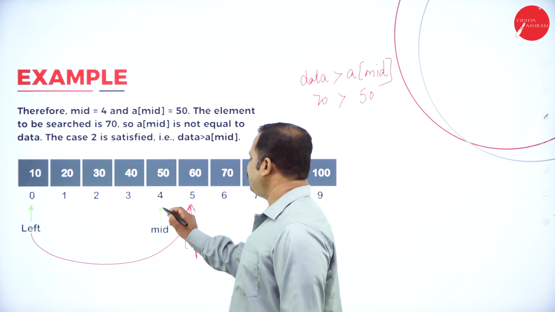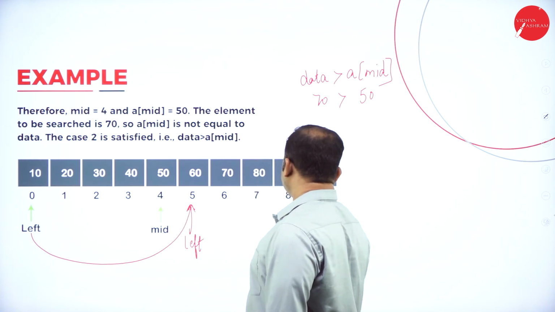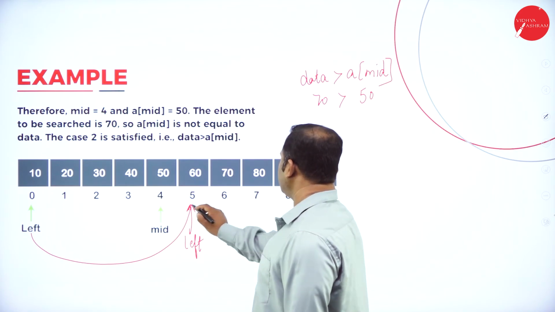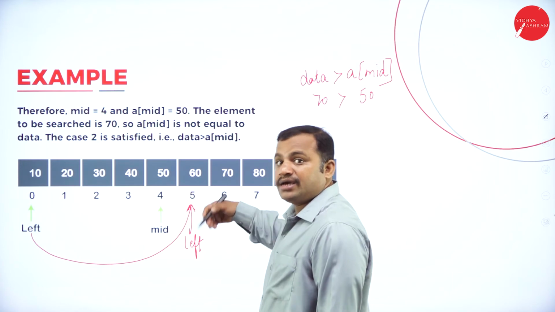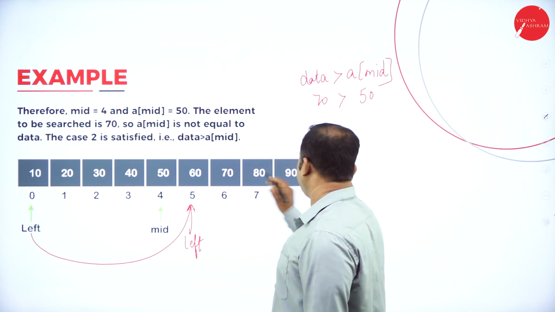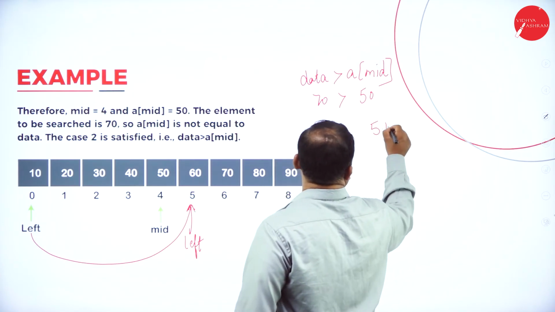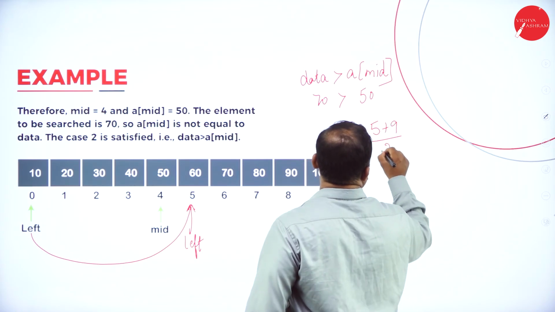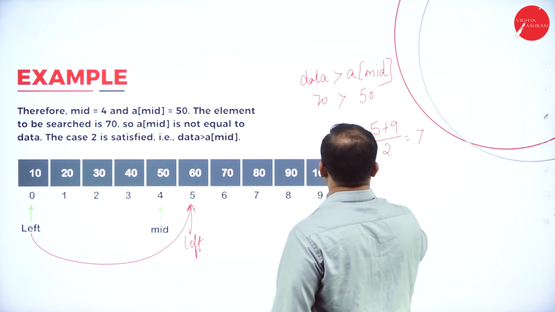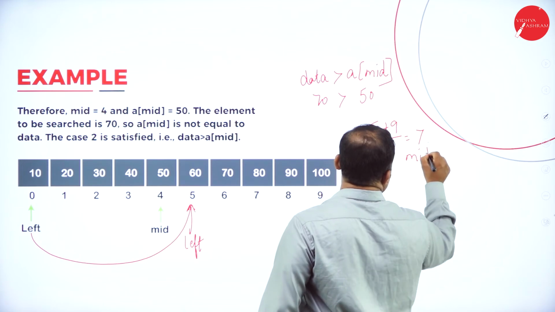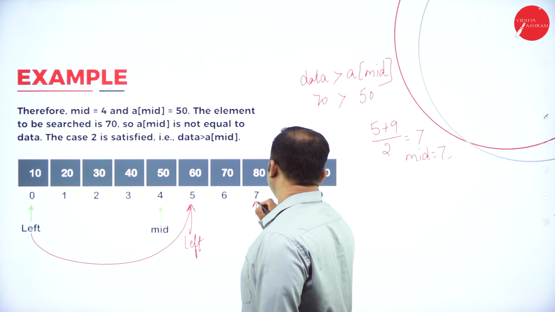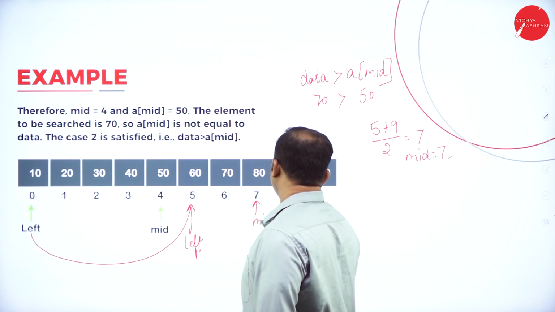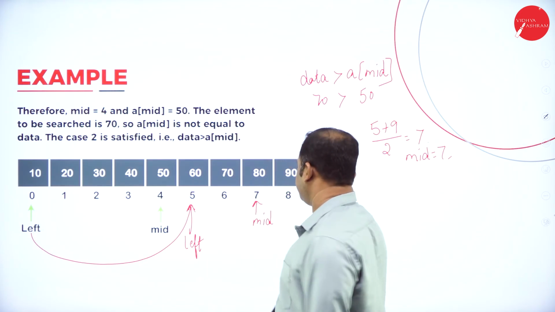Then I will shift the mid from here to left plus right by 2. What is the value of left now in the second iteration, or in the second recursive operation? 5 plus 9 is 14 by 2, that is 7. Obviously, mid is equal to 7. It shifts from here to here. This becomes my mid in the second recursive operation.